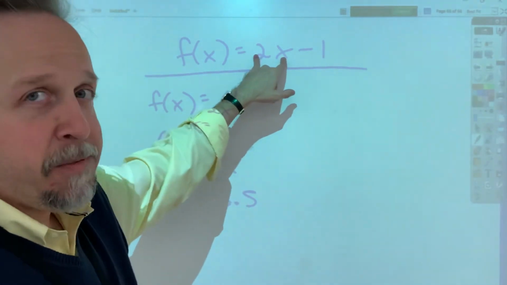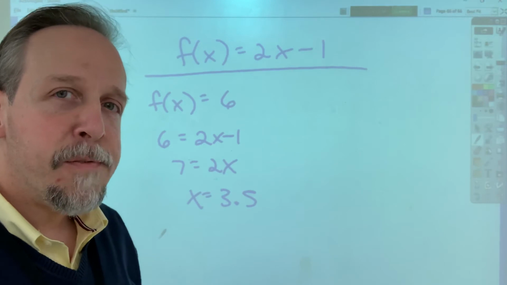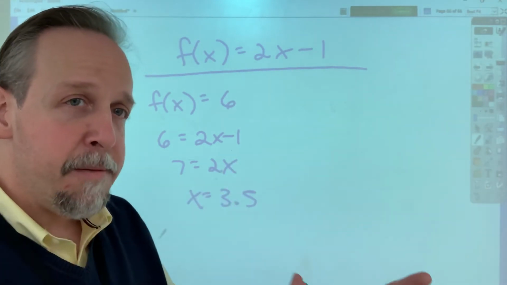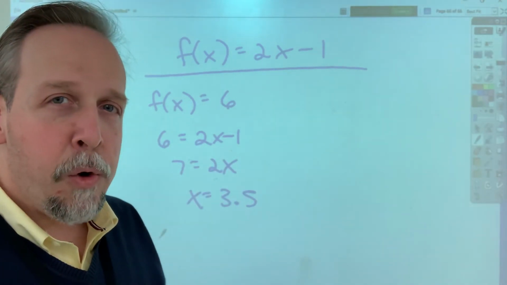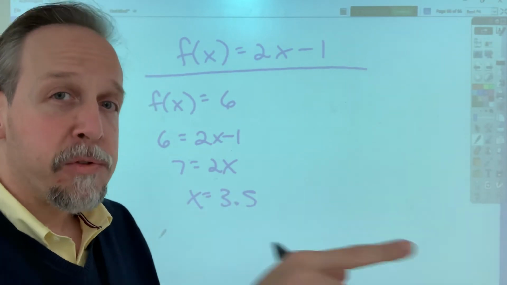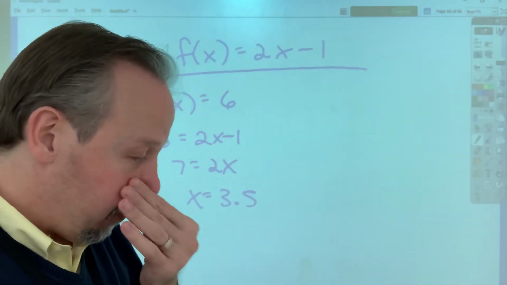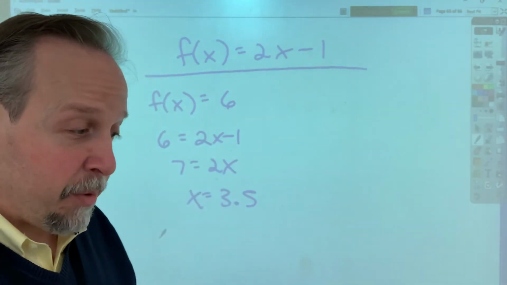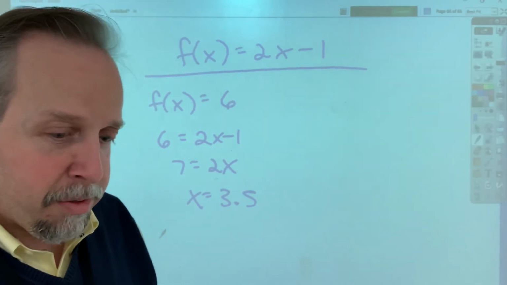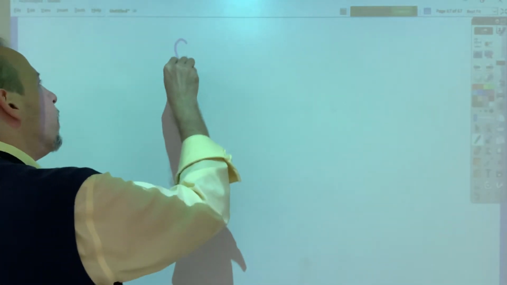2 times 3.5 is 7, and 7 minus 1 is 6. So it could be asked in 2 different ways. You could be given the input f of 4, or you could be asked what input will get you an output, f of x equals 4. They're 2 different questions. You have to be able to understand the differences so that we can do both types of questions.